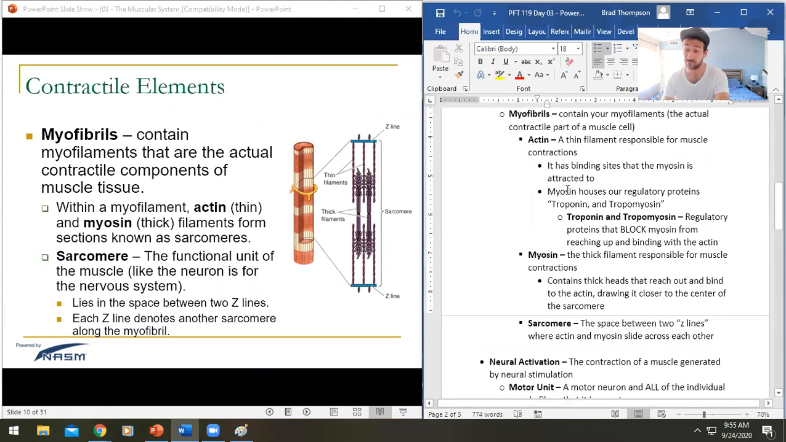Now here's the thing. We don't want this to happen all the time because they are so attracted to each other. Actin and myosin, if they could bind together, they would bind together and they would never let go. And that's not what we want, because then we would be stuck in whatever position. Here's a weird fun fact to kind of describe that. That's actually what rigor mortis is.